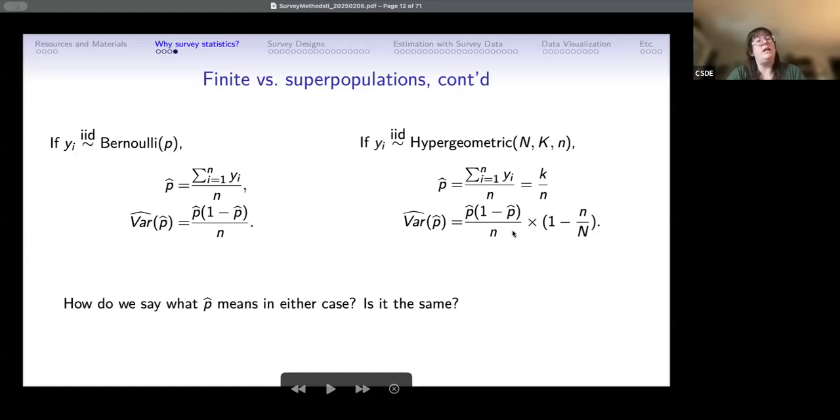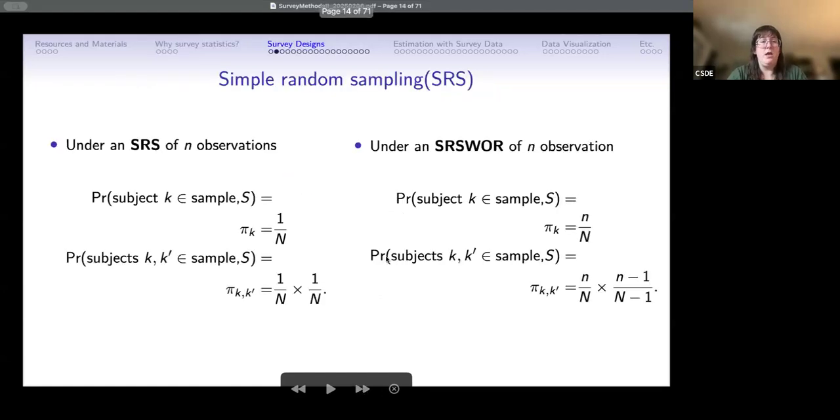The variance of p hat will always, in the hypergeometric case, be smaller than in the Bernoulli case, but whether it is impactfully different is another story, and depends on the size of your sample and your sample design.